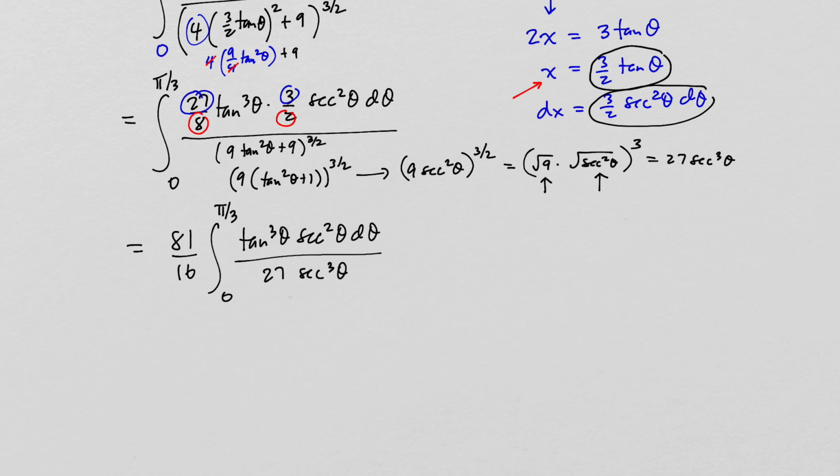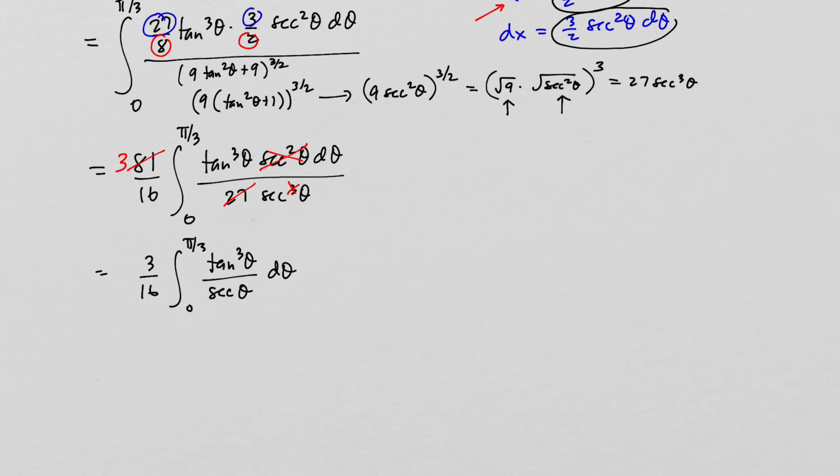Okay, now let's cancel what we can. Secant squared is going to take out 2 of those secants. 27 is going to go into 81 3 times. And so it looks like we have 3/16 integral from 0 to pi over 3. And we have tangent cubed of theta divided by secant of theta d theta.